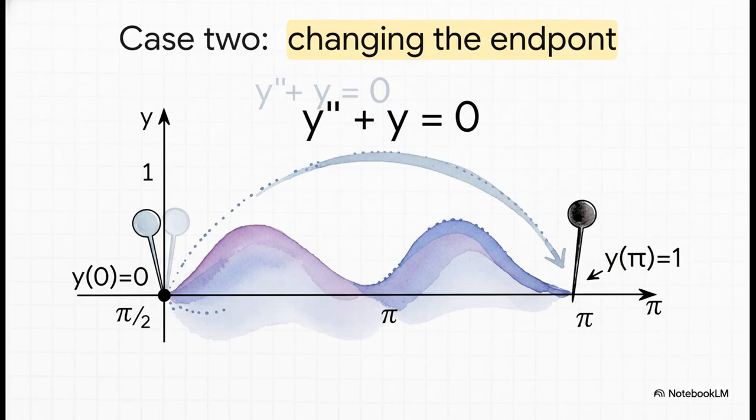We are using the exact same differential equation. The starting point is also the same. The only thing we're going to change is the endpoint. We're just going to slide it from pi over 2 to pi. So now we want the function to end at y of pi equals 1.